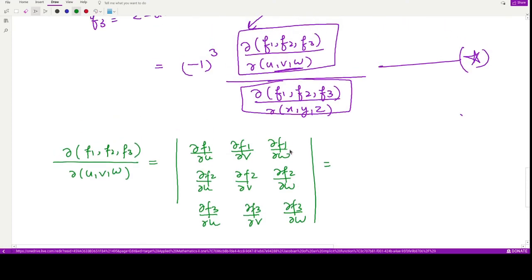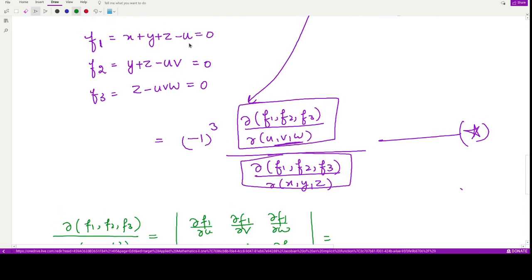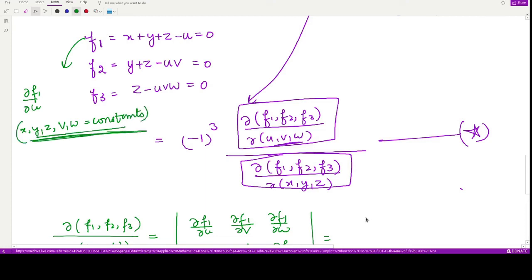Now see, what do you have? You have f1 as x plus y plus z minus u. So here u is independent. When you take the partial derivative of this function f1 with respect to u, you will keep all others as constant. That means x, y, z, v and w are all constants here when you compute del f1 by del u. So its derivative would simply be equal to minus 1. And with respect to v and w, it would be 0.